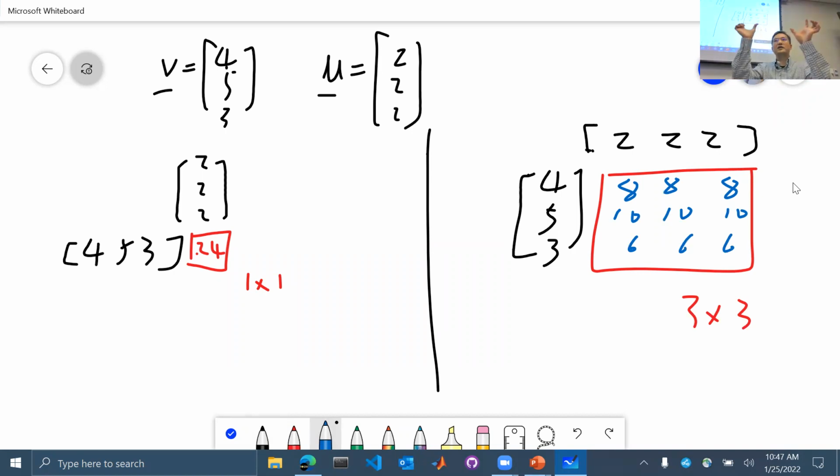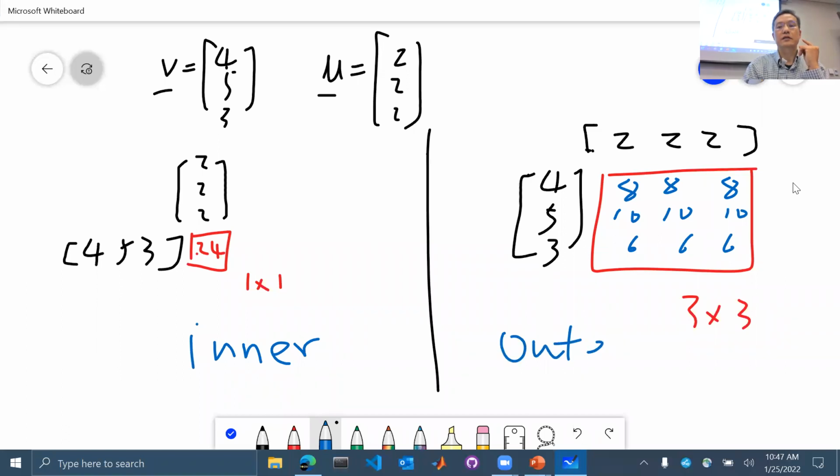Okay, the product of two vectors, this is called inner product. So what should we call this? Outer. So inner product makes a scalar, 1 by 1. The outer product expands this. Okay. If you can get this, I think today the first hour we are okay.